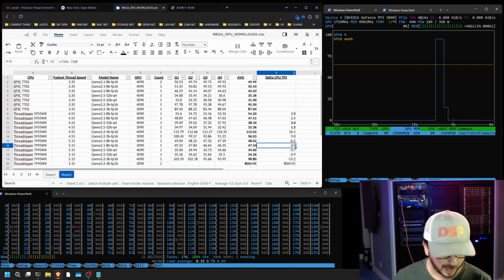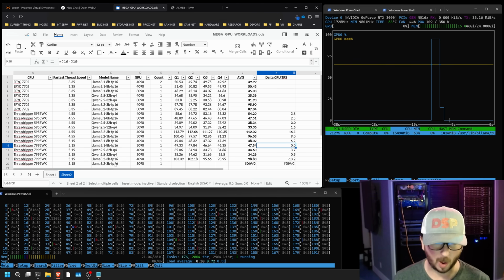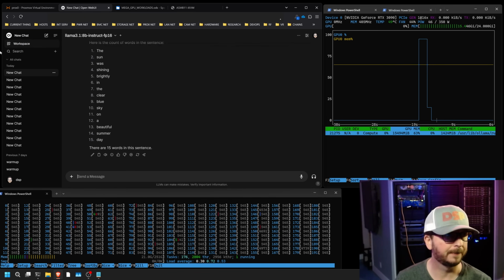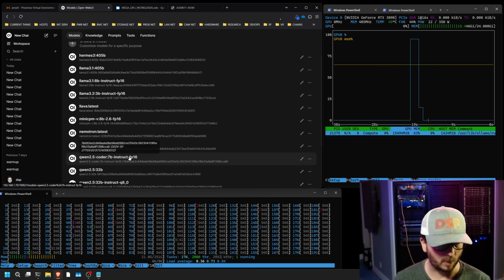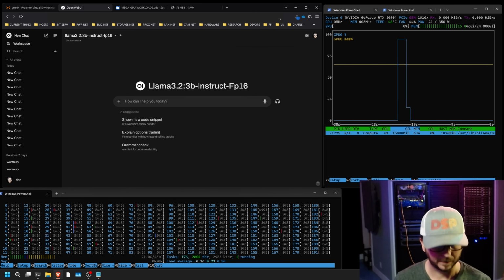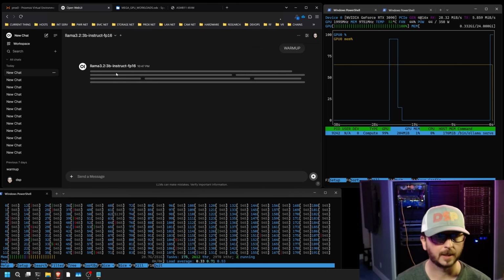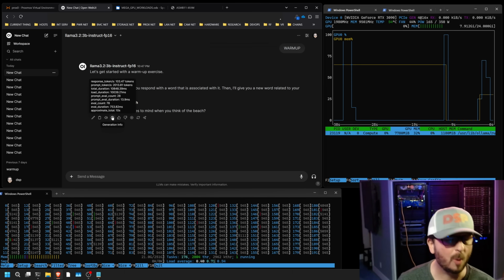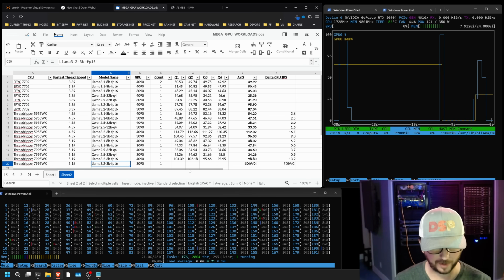I think that we've just got one left here. That's the 3B FP16 of the 3.2 Llama. Let's go to workspace and fire that one up. And we're at 103.47 on that.